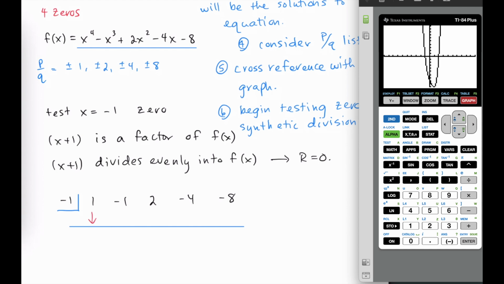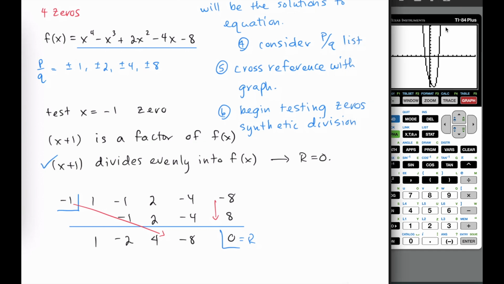multiply on the diagonal, negative 1 comes up under the next coefficient, combine down to get negative 2, multiply on the diagonal, that product comes up here, combine down to get positive 4, multiply on the diagonal, combine down to get negative 8, multiply on the diagonal to get positive 8, and combine down again to see that the remainder is equal to 0, which confirms that x plus 1 does divide evenly into our function, and therefore x plus 1 is a factor of f of x.